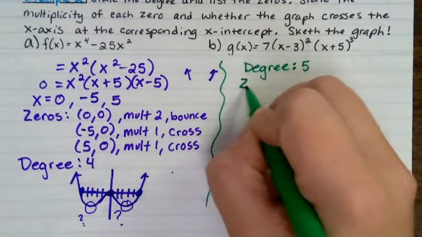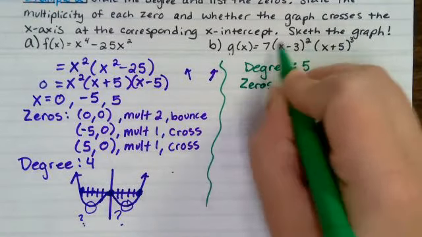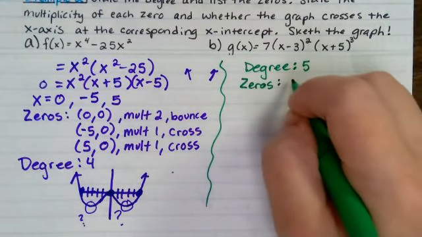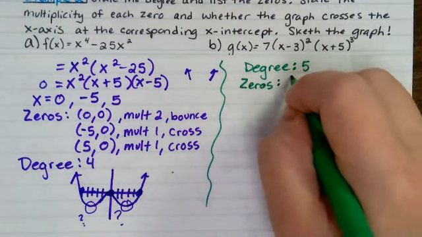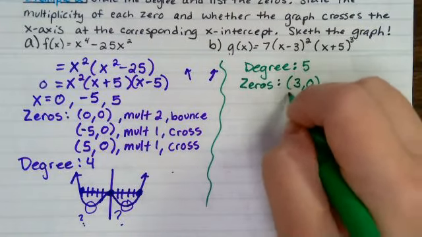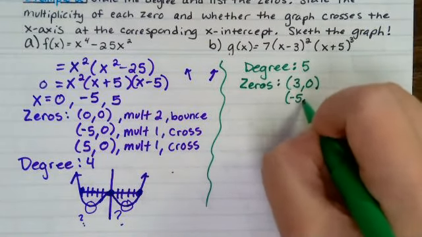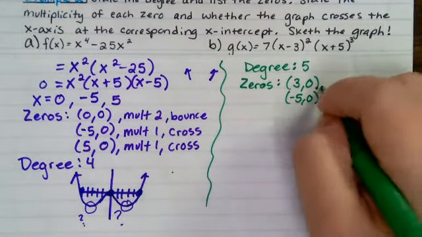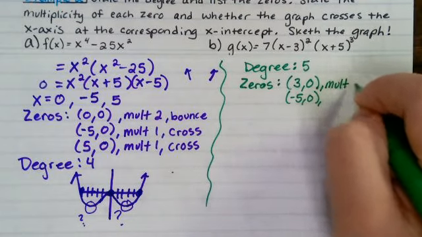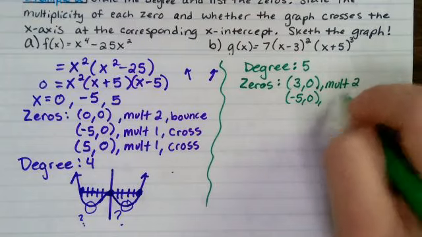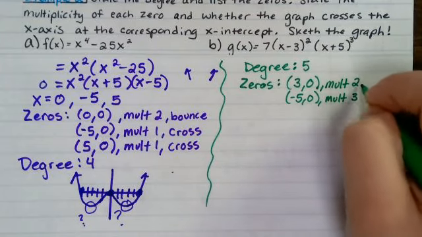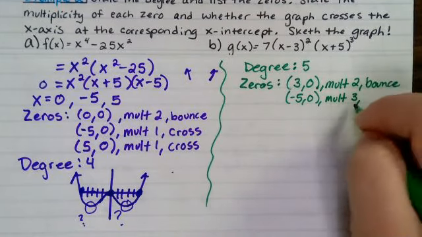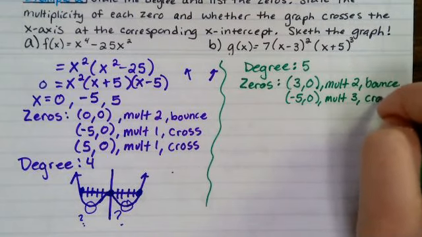Okay, now to get my zeros, I'm just going to think of setting each of these equal to 0. Basically, take the opposite of what's inside. So my zeros would be at positive 3, 0, and at the opposite of this, -5, 0. Okay, now these do both repeat. So they both have a multiplicity. Let's see, the first one had a multiplicity of 2, and the second one has a multiplicity of 3. One of those is going to bounce, the even one does, whereas the odd one is going to cross.